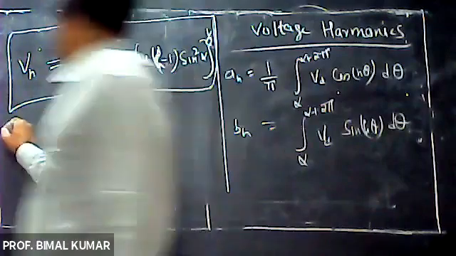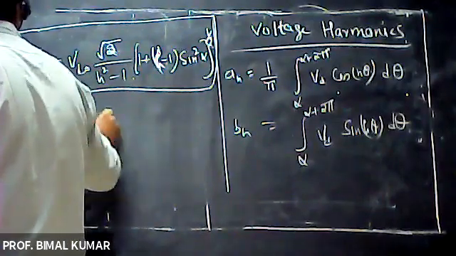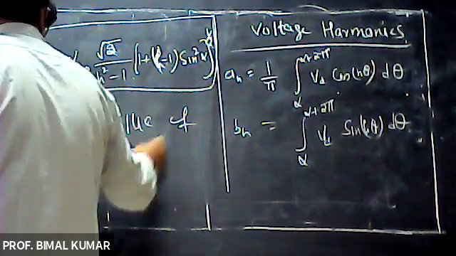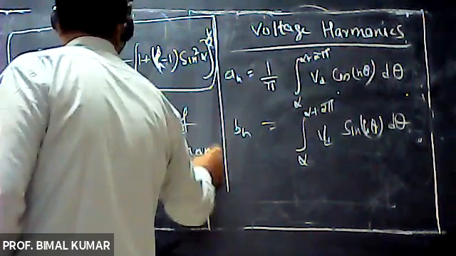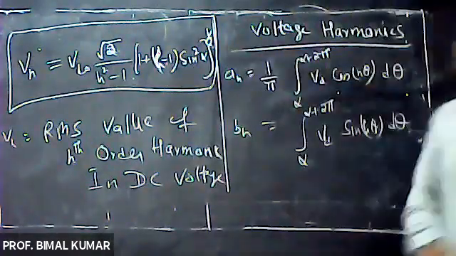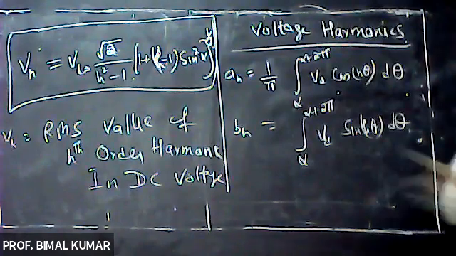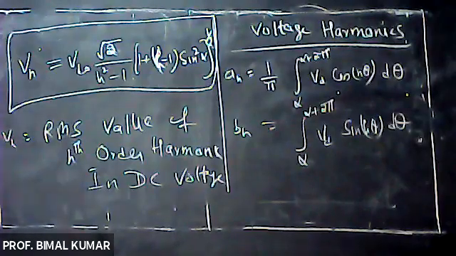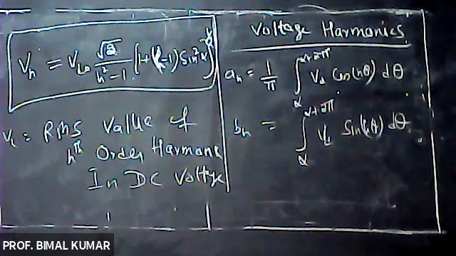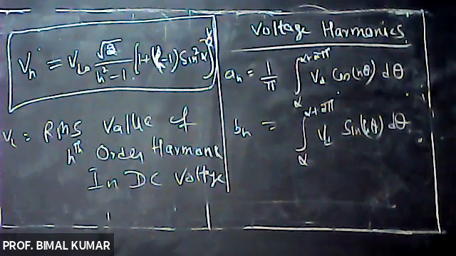This equation gives V_h, the RMS value of the hth order harmonic in DC voltage. a_h and b_h may be calculated using the Fourier series expansion, and the RMS value of the hth order harmonic in DC voltage is given by V_h equal to V_d0 under root of 2 over (h square minus 1) into [1 plus (h square minus 1) into sine square alpha], that bracket term to the power 1 by 2.